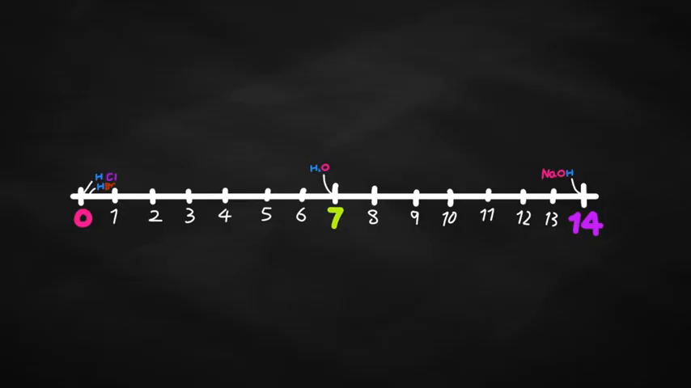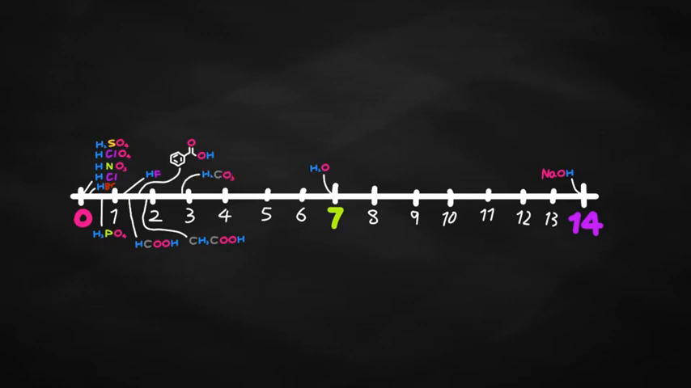Hydrochloric acid, pH 1, nitric acid, pH 1, perchloric acid 1, sulfuric acid 1, phosphoric acid 1.6, hydrofluoric acid 2.1, formic acid 2.4, benzoic acid 2.8, ethanoic acid 2.9, carbonic acid 3.9, water and salt water all at 7, pyridine 8.8, ammonia 11.1, methylamine 11.6, sodium hydroxide 13, potassium hydroxide 13, lithium and barium hydroxide also at 13.